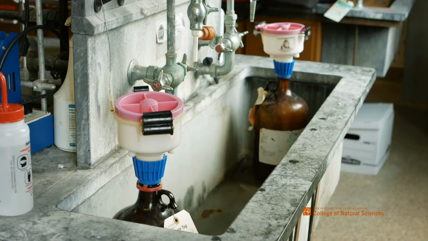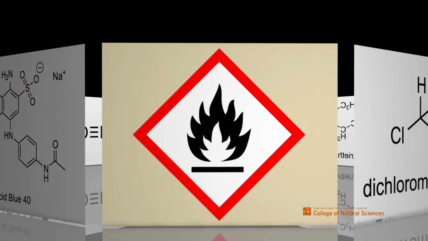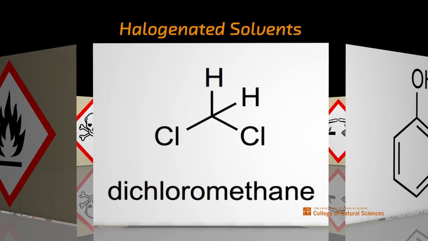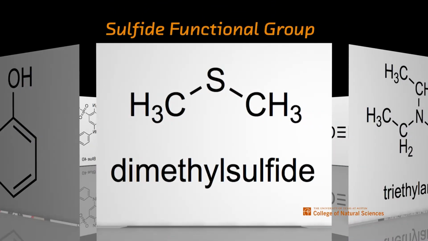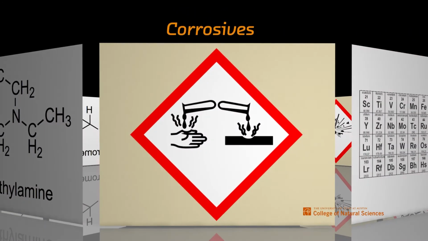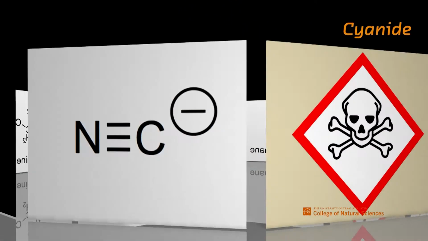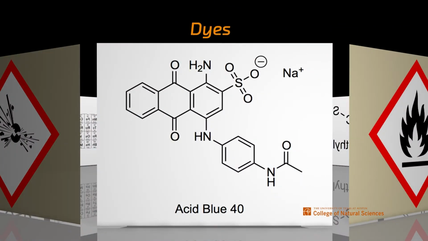Chemicals cannot be thrown away in a sink, trash can, or storm drain. A few examples of especially hazardous and toxic chemicals that must never go down the drain are flammable or combustible liquids, halogenated solvents, compounds containing phenols, sulfide or amine functional groups, corrosives, heavy metals, cyanide, poisons, explosives, and dyes.